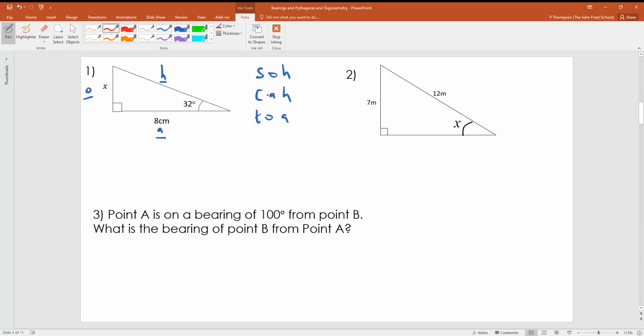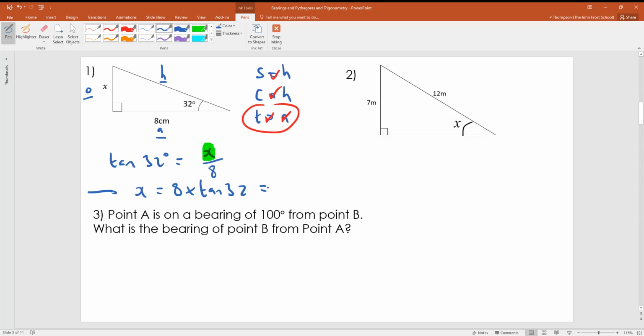You've got A, and you want to find O. So it's going to be tan. So you're at tan 32. Remember, tan is opposite over adjacent. So it's x over 8. And you should know that when the unknown's on top of the fraction, you times. So x equals 8 times tan 32. And that is basically 5 centimeters to 2 dp.